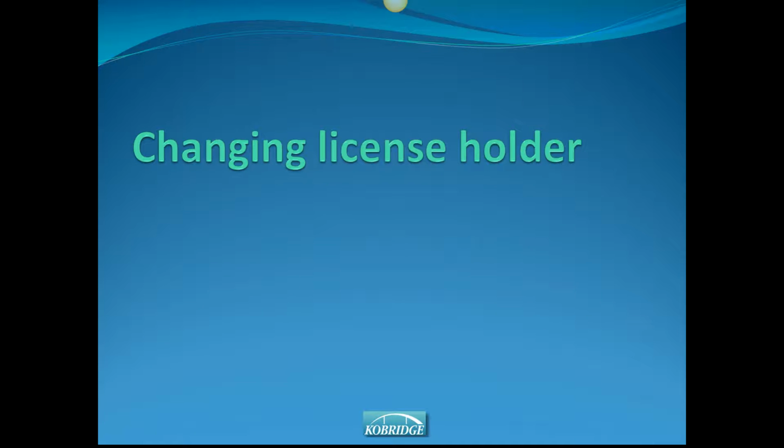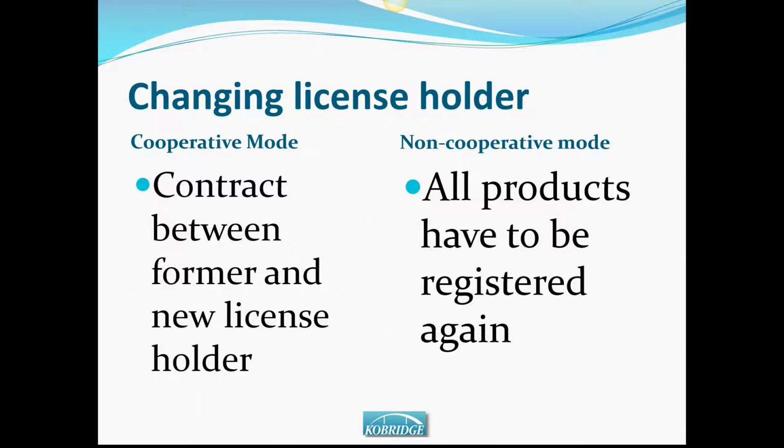Now, how to change the license holder? There are two cases to consider. The first one is what I call the cooperative mode. It's the easiest. This is what we want. In such case, a contract can be established between the former and the new license holder. It's ideal when the former license holder is willing to give all the information and willing to transfer the license and the technical files, etc.